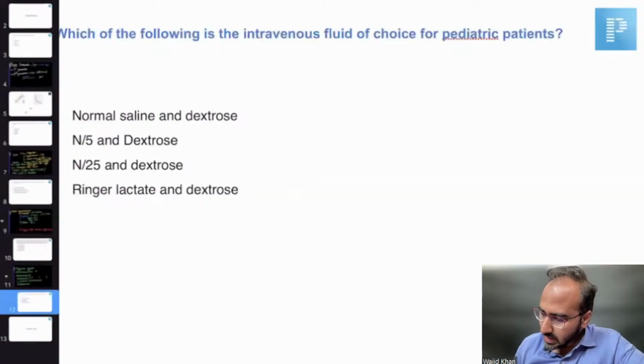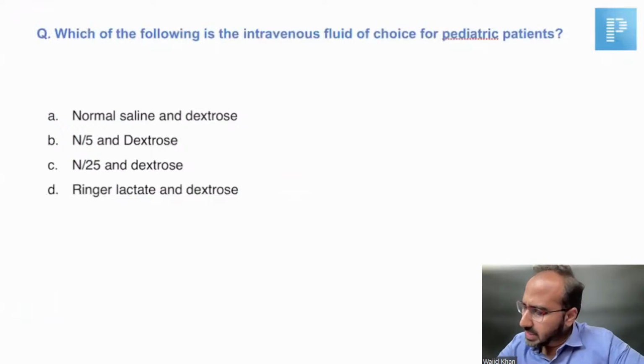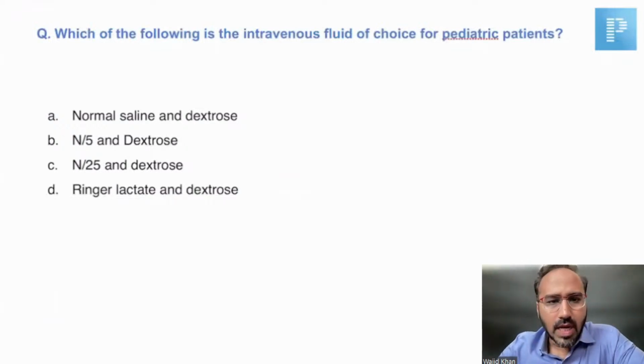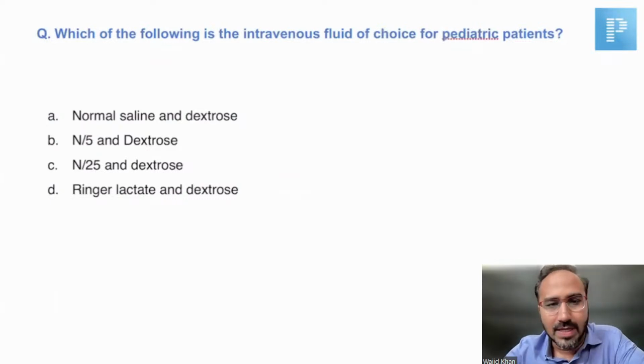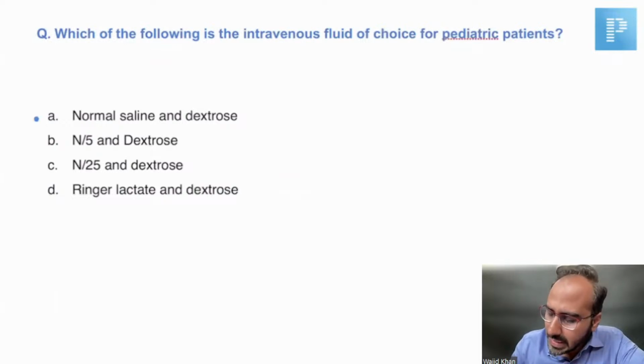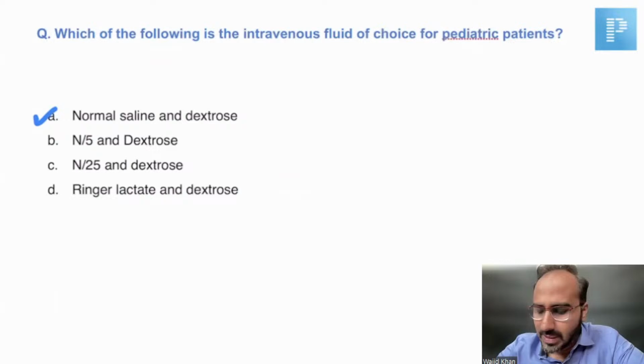Next, this was from pediatrics, guys, but still, IV fluid of choice for pediatric patient. In pediatric patient, what is the IV fluid of choice? Come on, guys. This might have been discussed by the pediatrician also, right? What's the answer for it? The IV fluid of choice in pediatric cases is what? Normal saline with dextrose.